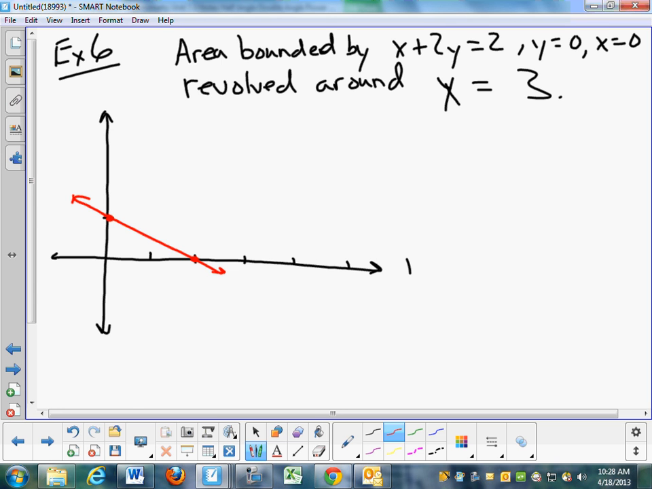So we're going to take this region right here, and we're going to spin it around the line x equals 3. Okay? Yeah. So we're going to get the same shape over here.